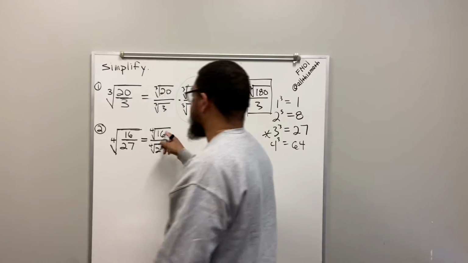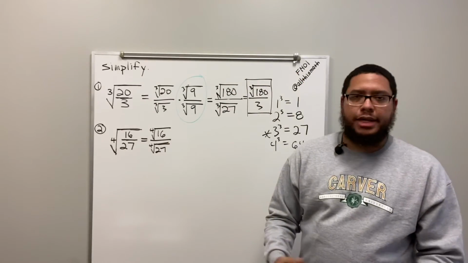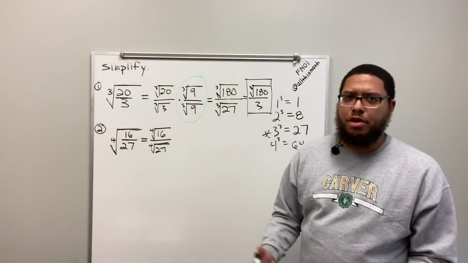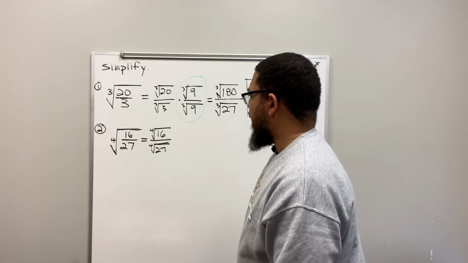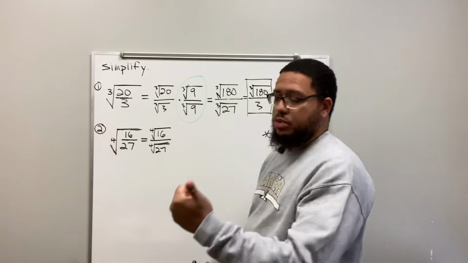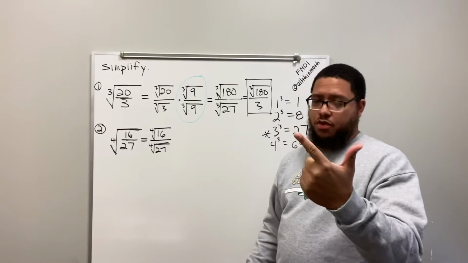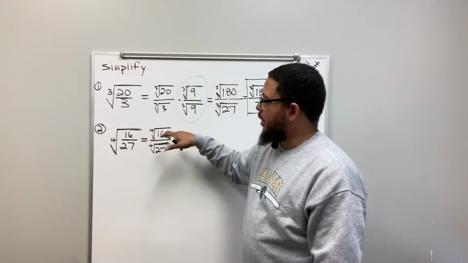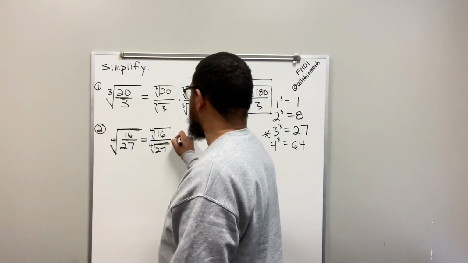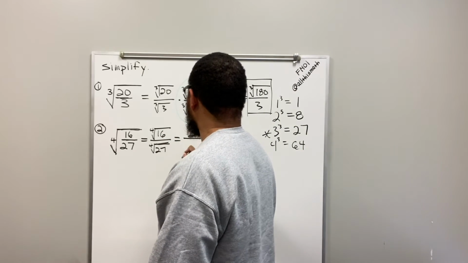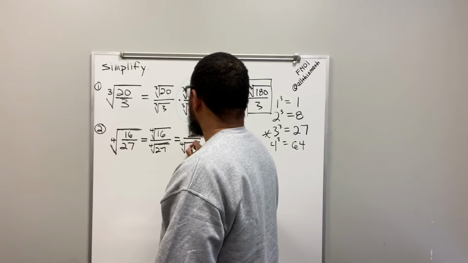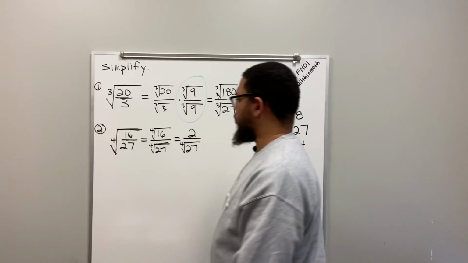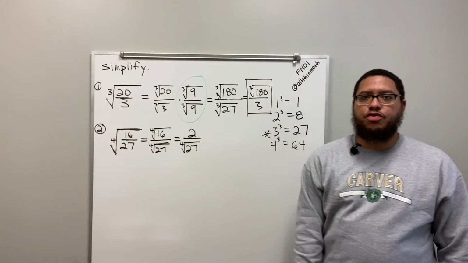Now it just so happens that 16 is, I guess the term for this will be a perfect fourth root, right? Because I know that 2 times 2 is 4. 4 times 2 is 8. 8 times 2 is 16. So the fourth root of 16 is 2. So I can simplify the numerator into just plain 2. 27 does not have a fourth root.